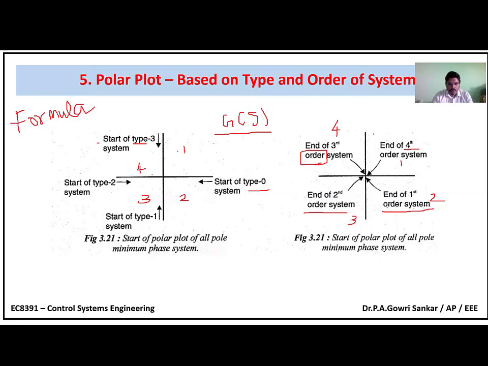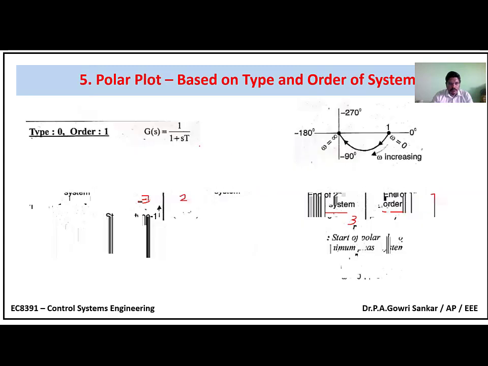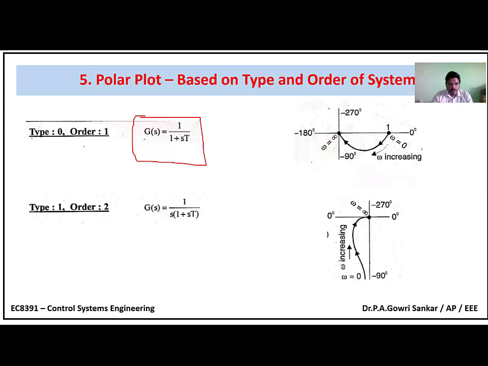Now we will see one problem. Basically, only 2 mark questions are asked from this topic. This is a given open loop transfer function G of s. Whenever this type of problem is given, which is generally asked as a 2 mark question, you have to see the type and order of the system. Type is 0, and s plus 1 gives order 1.